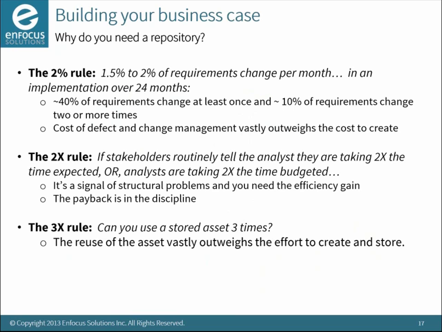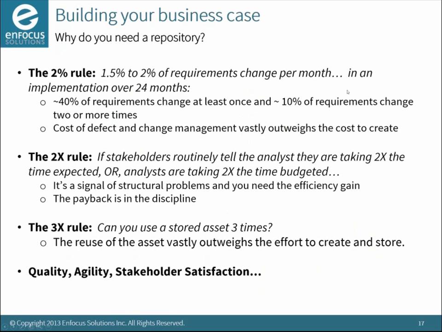The 3X rule is if you can use a stored asset 3 times, then there is significant structural savings. So there's an overhead when you adopt a repository. Some tools it's very high, some tools are very low. For us, it's low because of the usability, right? But you're going to have a premium that you're paying for putting things in because you're doing it in a more disciplined way. It's just the way it works, right? But if there's any reuse, then it vastly outweighs the effort to create and store. Typically, if you say 3 times, then fantastic. You're going to get a massive return on the implementation.